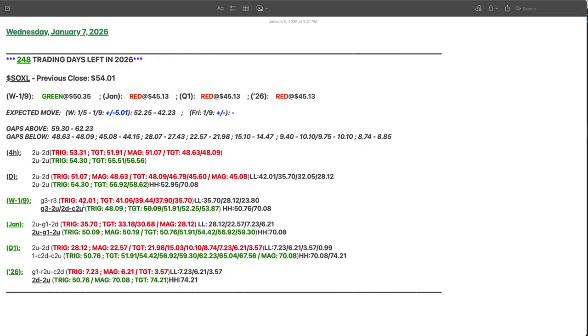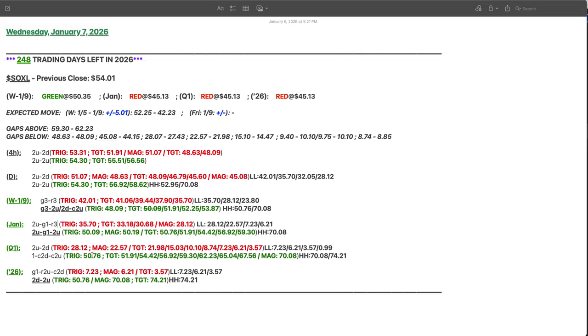Don't need to do anything on the week because we're not threatening a bearish engulfing or a red 3. Don't need to do anything with the quarter. I'm sorry, the month. We're still above this 50.09. Definitely not threatening any type of 3. And then, oops, this would be a red 3. Good thing we caught that.